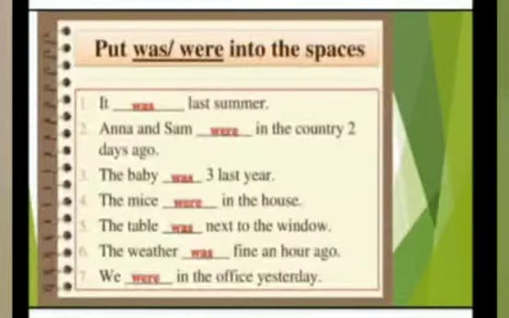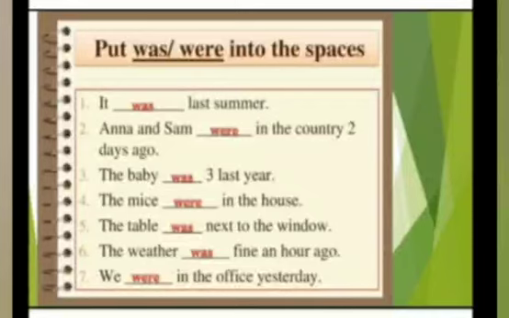Okay, let's read this out for better understanding. It was last summer. Last summer means that summer season that is already over. We are talking about last year's summer. So this is something which has happened in the past. Anna and Sam were in the country 2 days ago. So remember, Anna and Sam are plural in number, so we used were. And 2 days ago shows us that it is something in the past which had happened. This is the past event.